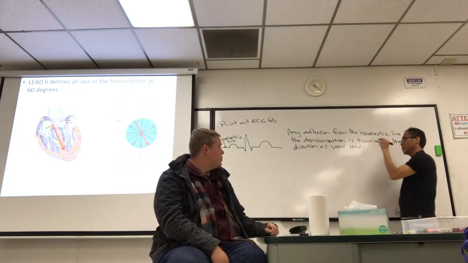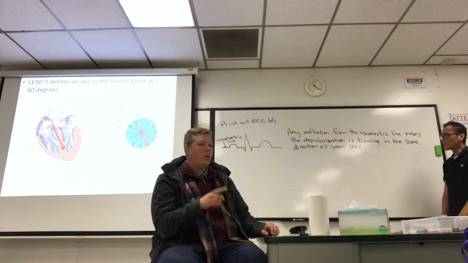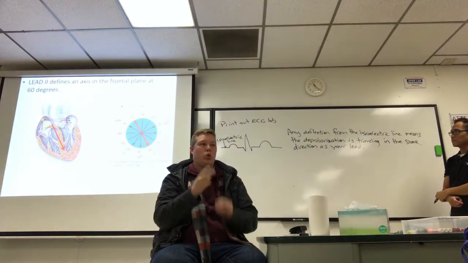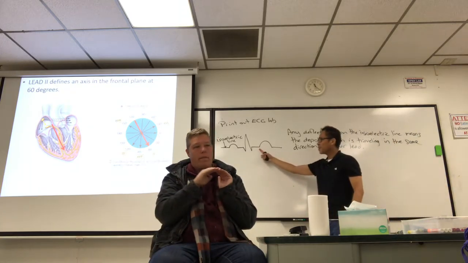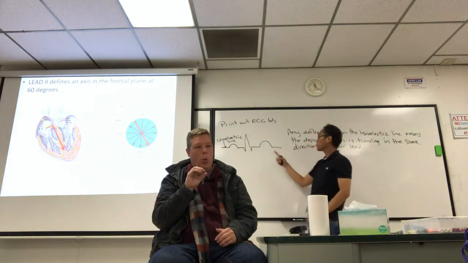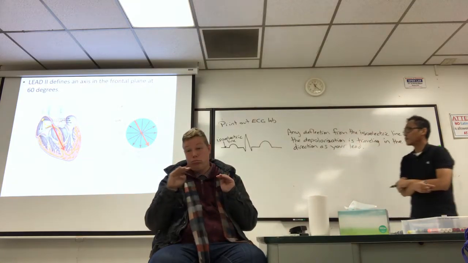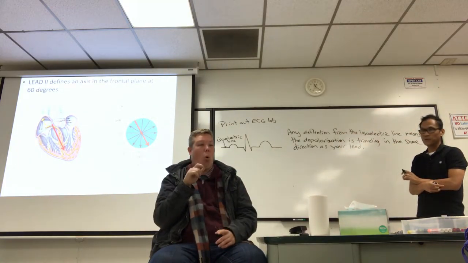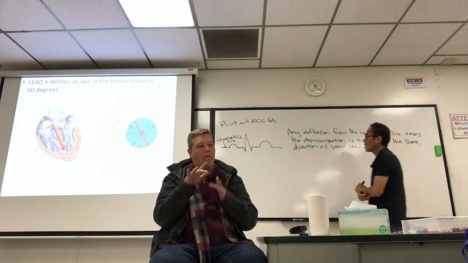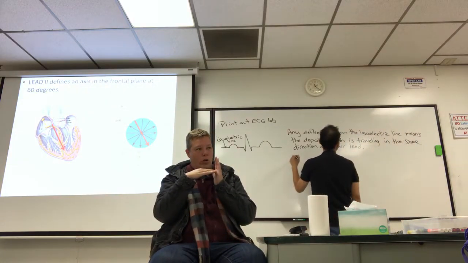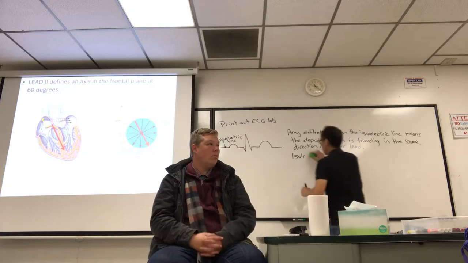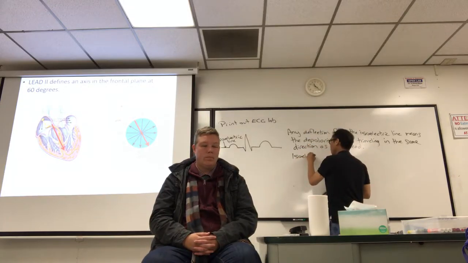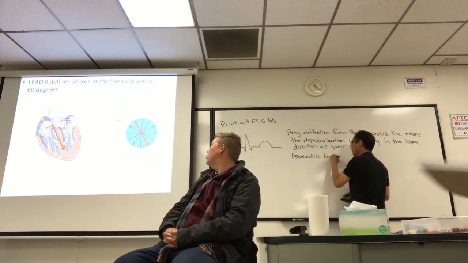In our case, lead two. So activity that shows a flat line, like the isoelectric line, means that the depolarization is traveling perpendicular to your lead. Isoelectric. Think of it as a baseline.